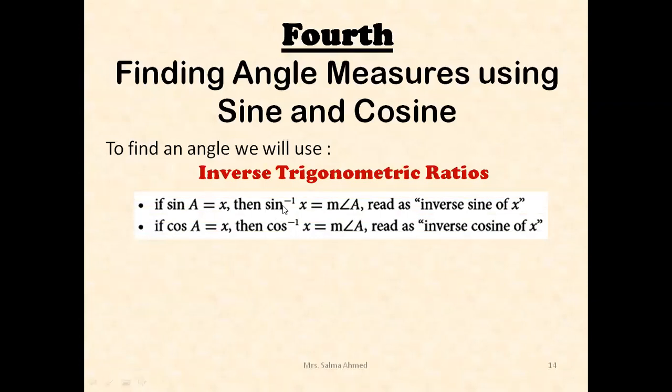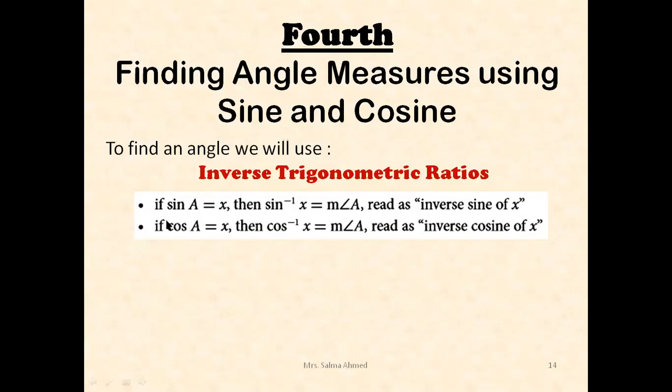It is the opposite of the function sine in your calculator. Read it as inverse sine of x. The same for cosine A, which is x. So I need to get A. I have to move this cosine to the other side. When I move the cosine to the other side, it will be cosine -1. It's not cosine times A, by the way. It is cosine of angle A.